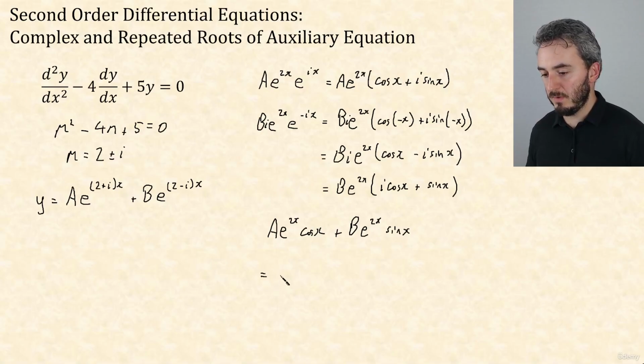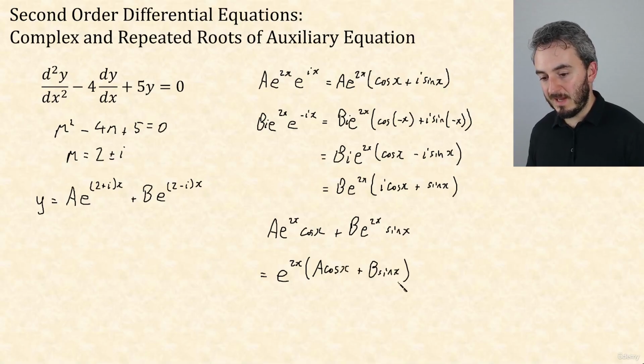Factorising out the e to the 2x, we get e to the 2x (a cos x plus b sin x). And this is the general solution to that differential equation. Let's just keep track of where the 2 and the i got to in here. That 2 comes from here.